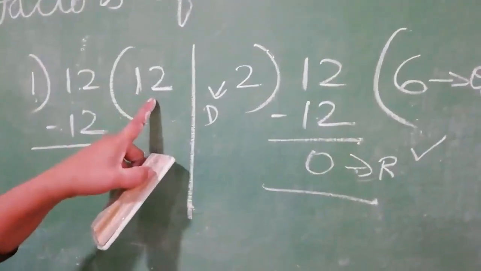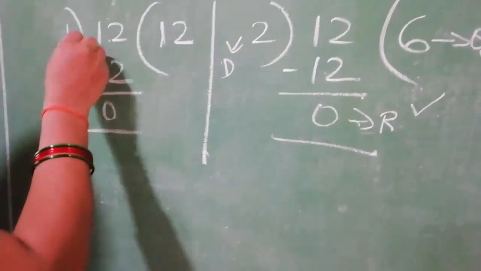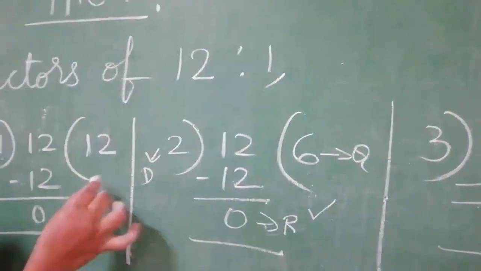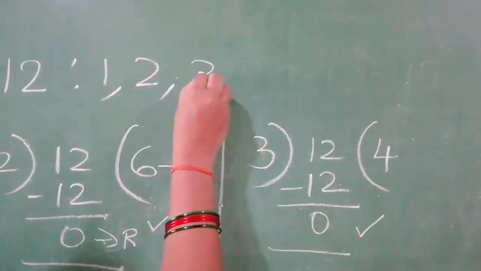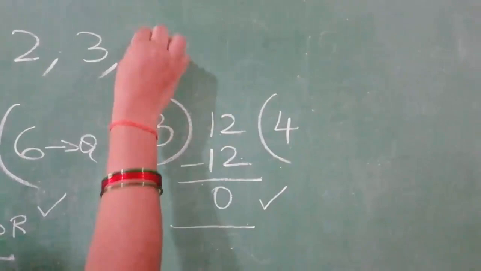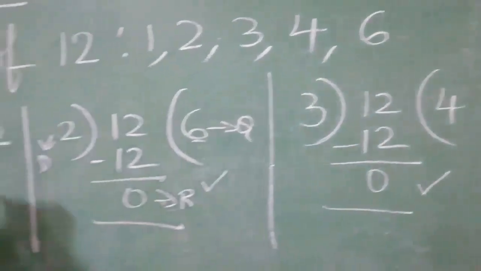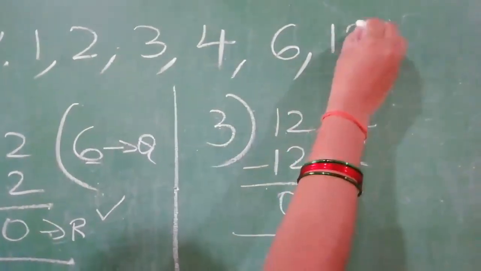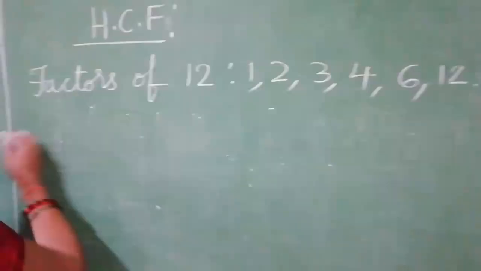Next one 12. Here now the factors of 12 are 1, 2, 3, 4, 6 and the number itself. This is the way to find the factors.